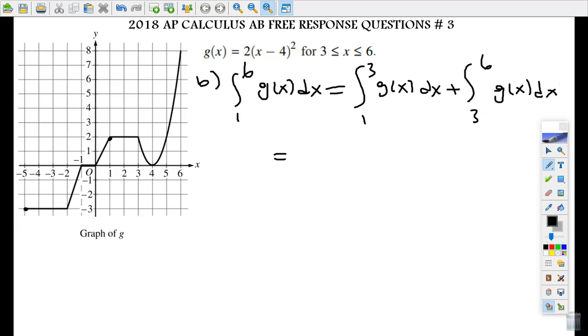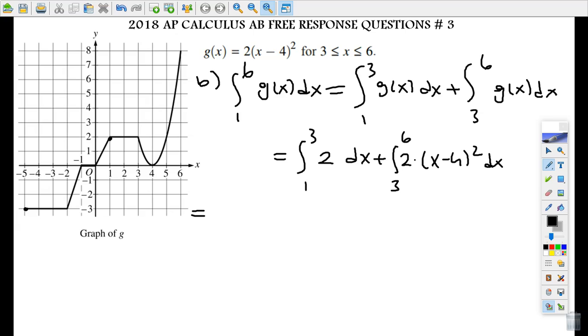Between 1 and 3, it's pretty much a y equals 2 line, so g of x is equal to 2. So I'm going to put it right here: the integral from 1 to 3 of 2 dx. And plus, between 3 and 6, g of x is defined like this, which is part of a quadratic function, to be precise: 2 times (x minus 4) squared dx from 3 to 6. What we need to do is evaluate these two definite integrals and find the sum of them.